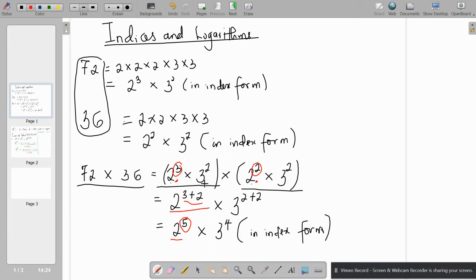On the other hand, we have 3 raised to power 2 at this end and 3 raised to power 2 at this end. Meaning 3 multiply itself here 2 times and here 2 times. So altogether, 3 multiply itself 2 plus 2 times, which is equal to 3 raised to power 4. So simply put, 2 raised to power 5 times 3 raised to power 4 is the index form representation of 72 times 36. But how do we use this to generalize, which is the main thing we are trying to discuss in this lesson?